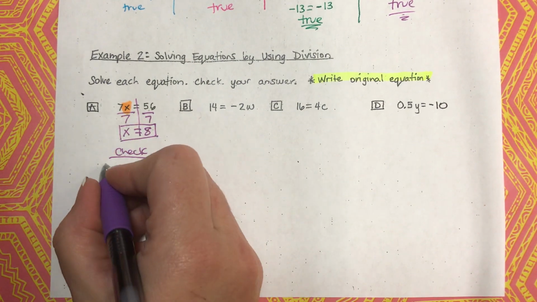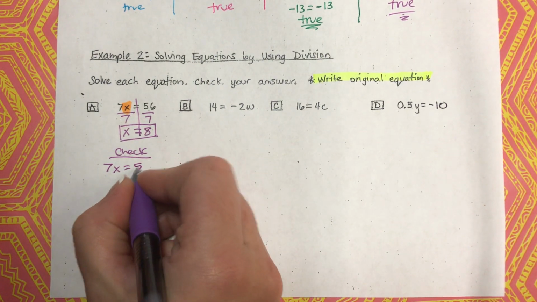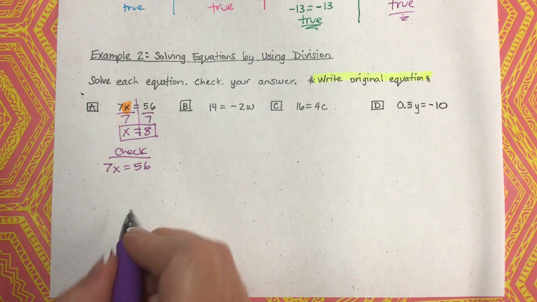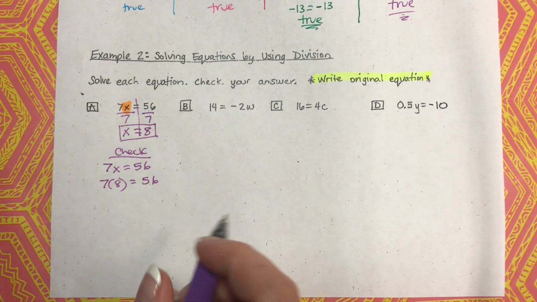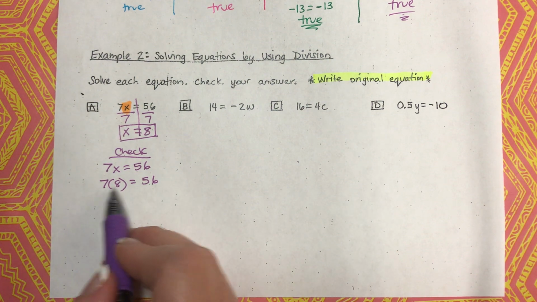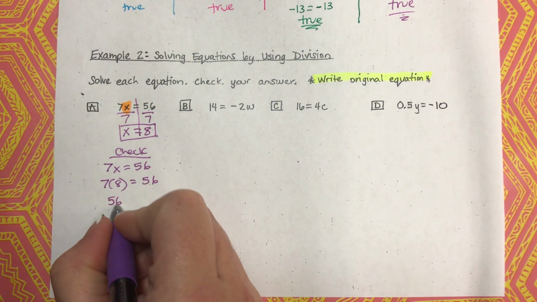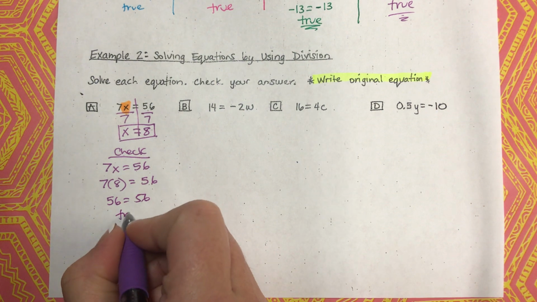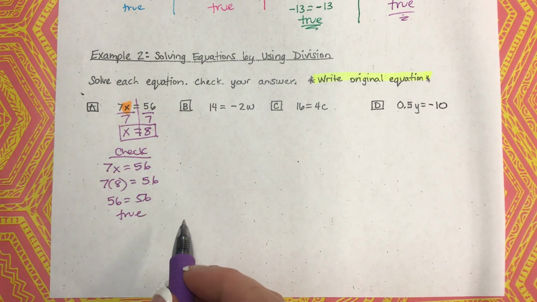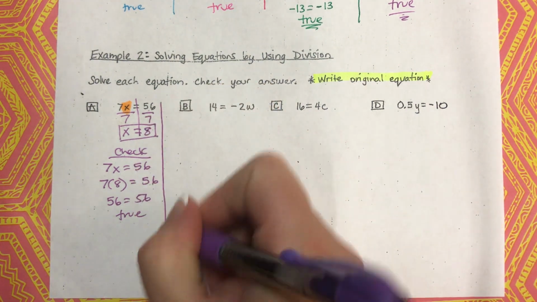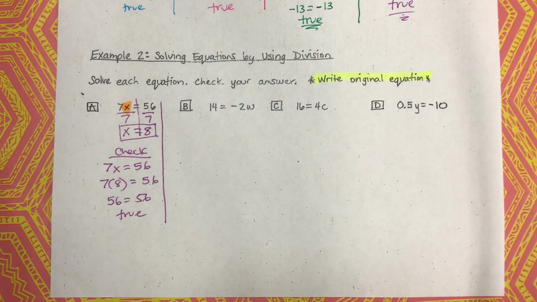So we're going to write down that original equation, 7x equals 56, and substitute that 8 in there, 7 times 8. So we want to see if this is true. 7 times 8 is 56. So that is a true statement, which means our solution, x equals 8, is the solution to this original equation. All right, let's move on to the next one.